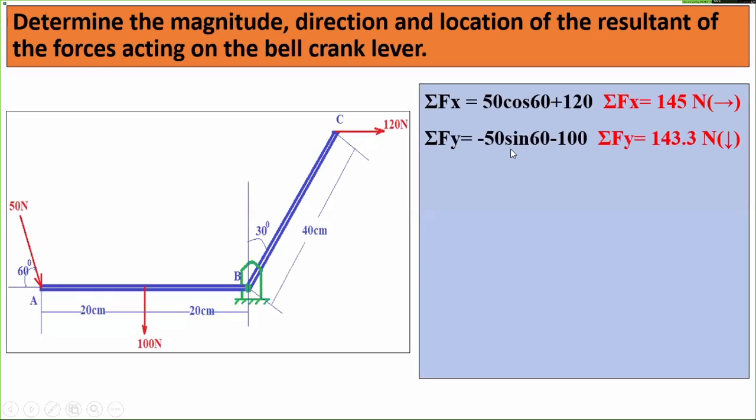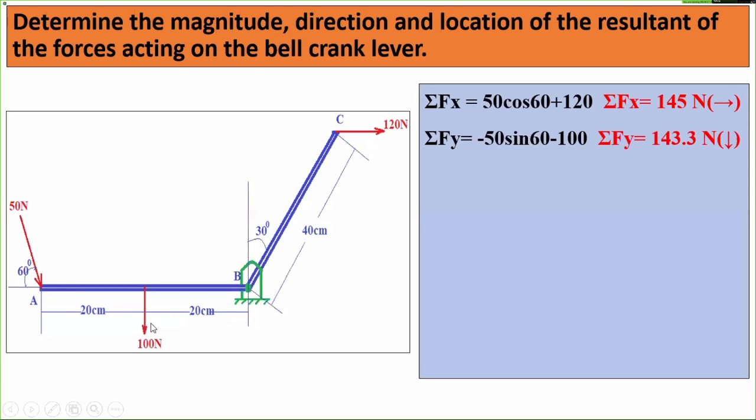Then go for the summation of f of y, again do the same thing. The 50 Newton force acts in the downward direction, so its y component will also act downward. And what will be the magnitude? 50 sin 60, and that is minus because it is acting in the downward direction.